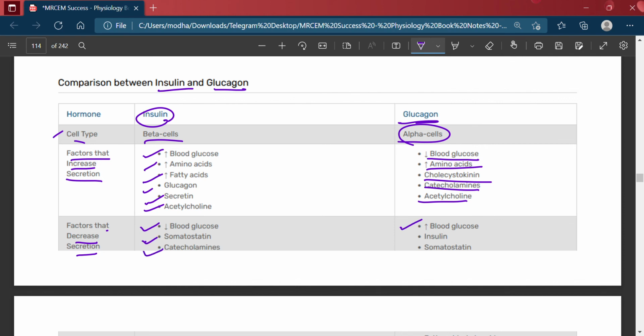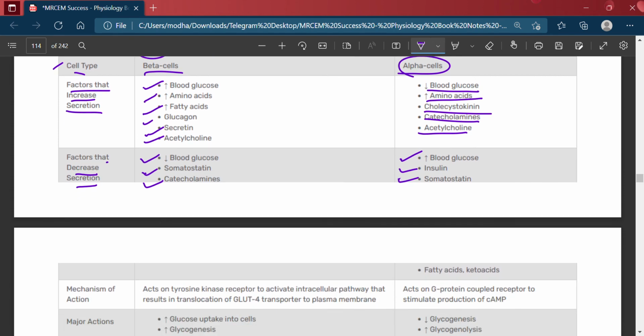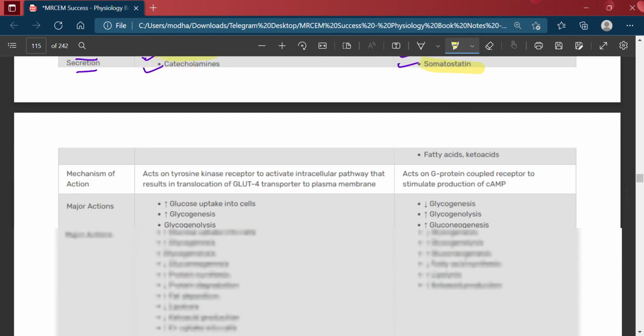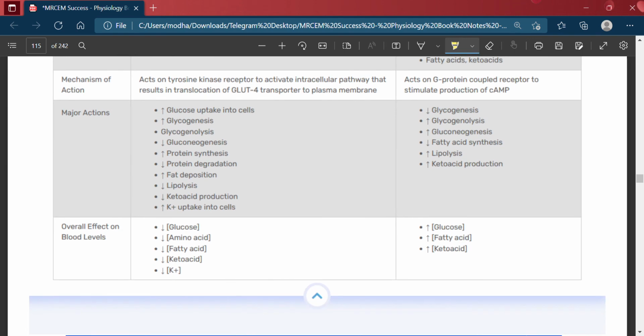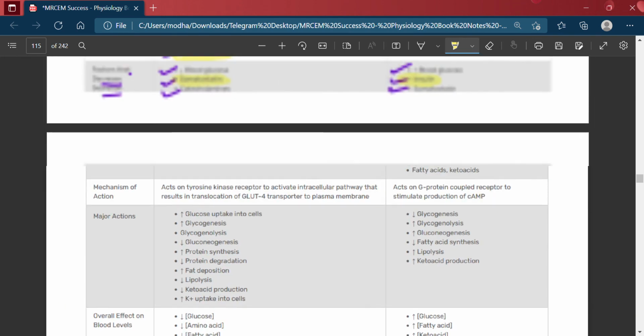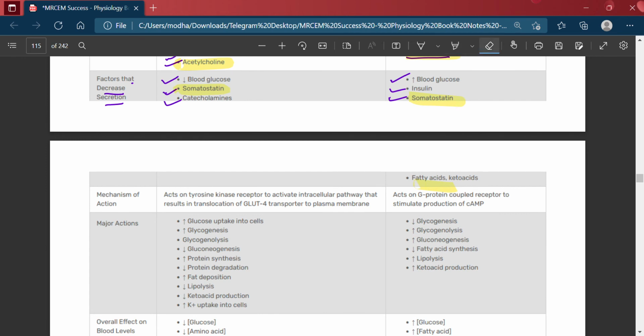And here is the increased blood glucose, insulin, and somatostatin. Somatostatin will decrease both the insulin and the glucagon, and acetylcholine will increase both the insulin and the glucagon. Then the fatty acid and the keto acid.